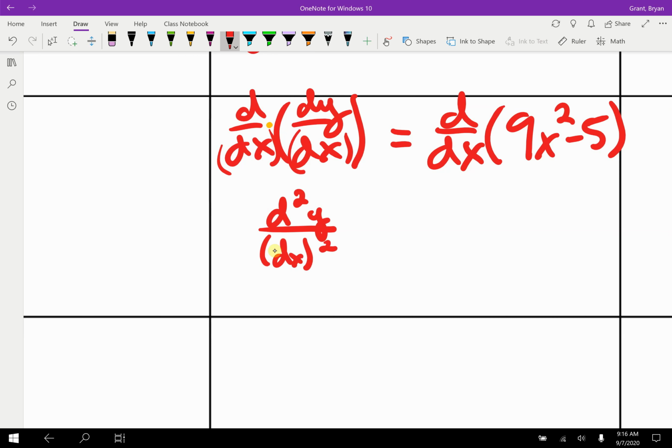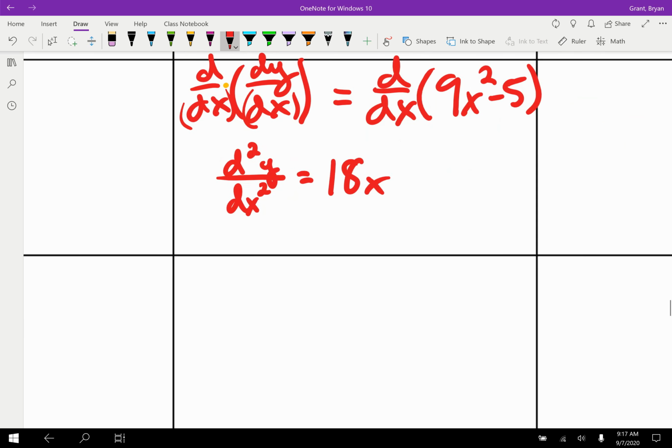However, it's never written like that. They don't put in parentheses. We just write it as dx squared. Technically, the squared should be around the whole thing, but this is our shortcut notation, and this means the second derivative of y with respect to x twice. And we end up with 18x. Same idea as we continue down.